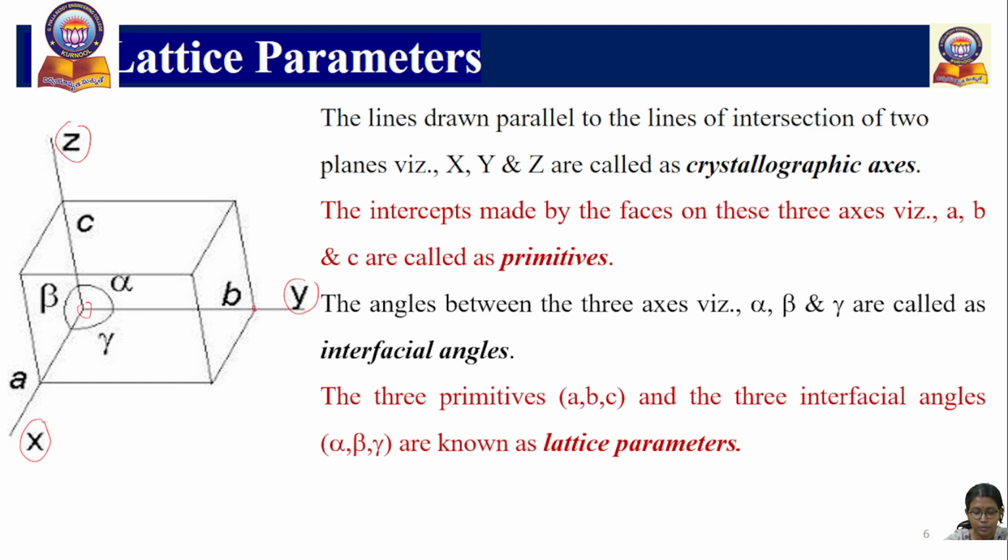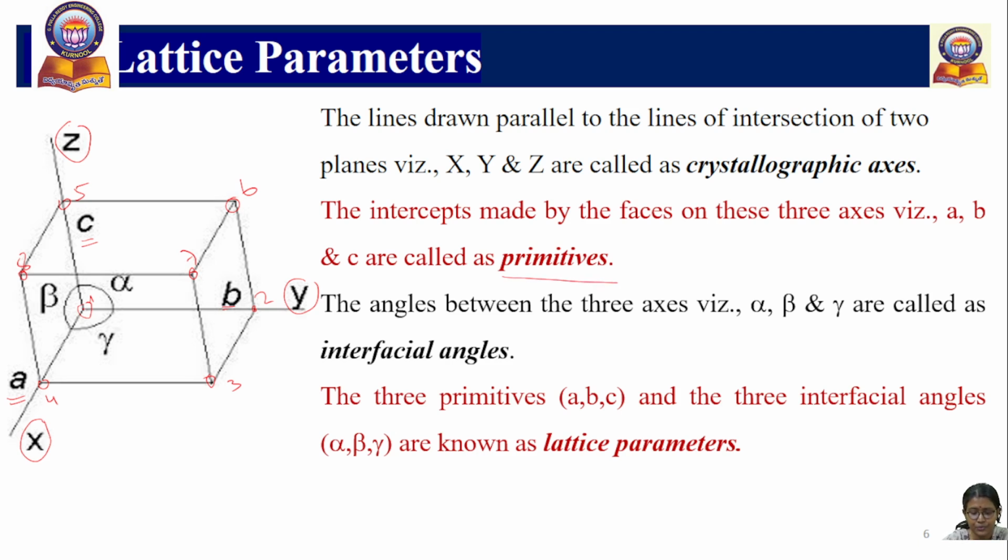Then another lattice point here. So how many corners are there? Altogether we can see 8 corners: 1, 2, 3, 4, 5, 6, 7 and 8. Along the x direction, from one lattice point to another lattice point, the distance is A. Along the y direction, the distance is B. Along the z direction, the distance is C. These A, B, C are known as primitives.